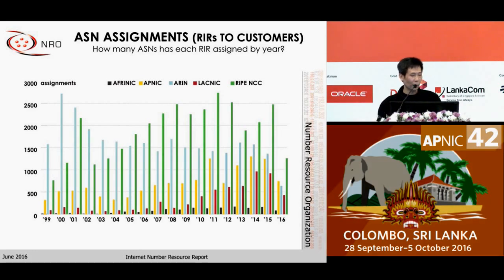Let's move on to the AS numbers. This graph shows the AS number assignments by year since 1999. It is interesting that AS number delegation is very stable. There are about 4,000 to 5,000 AS numbers delegated each year globally. This means there are about 4,000 to 5,000 networks added to the internet per year.